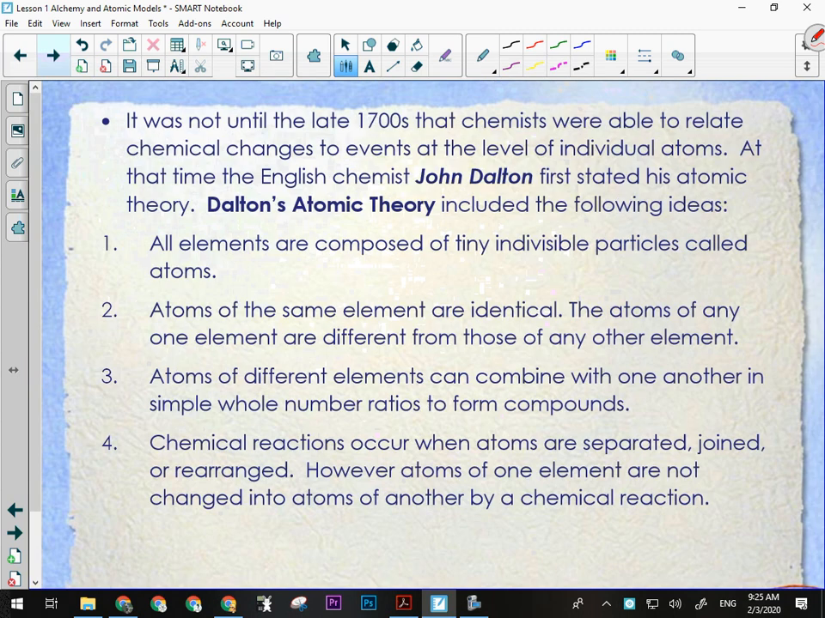It wasn't until the late 1700s that chemists were able to relate all the chemical changes to events that happen at the level of individual atoms. Again, this is what the alchemists didn't understand. They didn't realize that when they put two things together and saw something new get formed, it was still made up of all the stuff they started with. They hadn't actually created anything new.